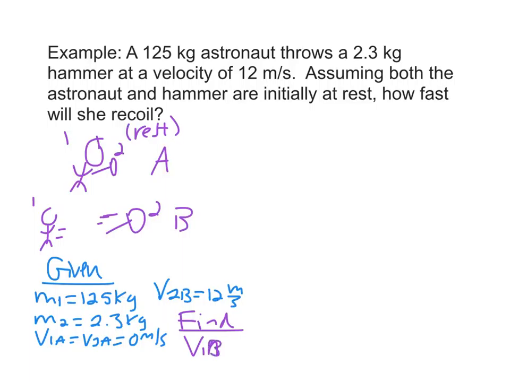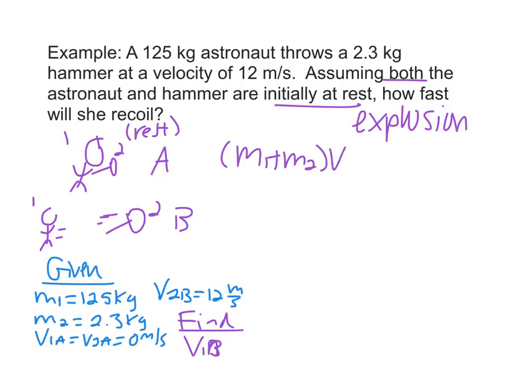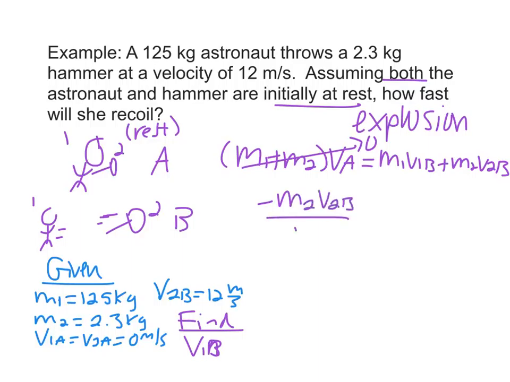Okay, so because they're both initially at rest, this is an explosion, because they have the same velocity before. So M1 plus M2 VA equals M1 V1B plus M2 V2B. They're initially at rest, so that goes to 0. This becomes very simple. We're looking for V1B, so isolating for that: negative M2 V2B over M1 equals V1B.